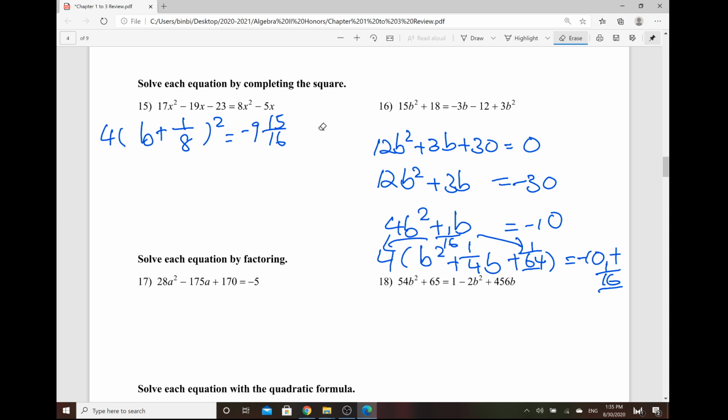So for this one here, we do have negative 9 times 16 plus 15. Well, it's actually 9 times 16 plus 15, because that's a negative number. Let's see, 9 times 16 plus 15. Can I do it mentally? Just show the work. So 9 times 16 is 144, and then 144 plus 15. So you do have 159. So negative 159 over 16. And now you want to solve for this.